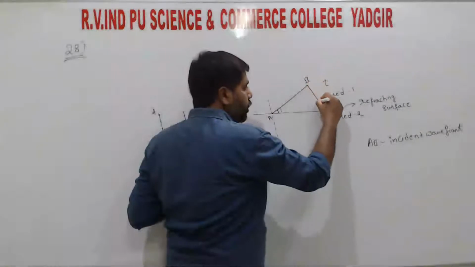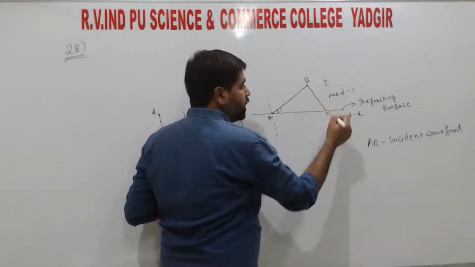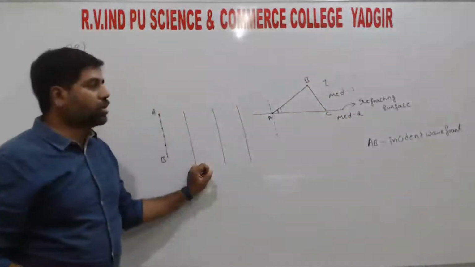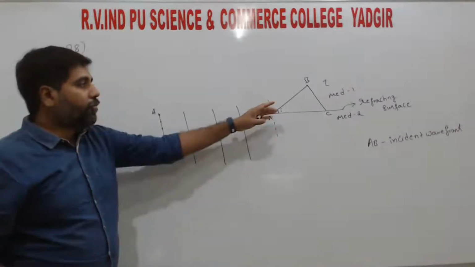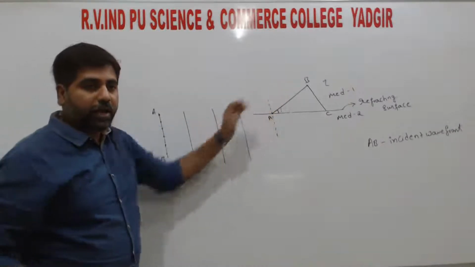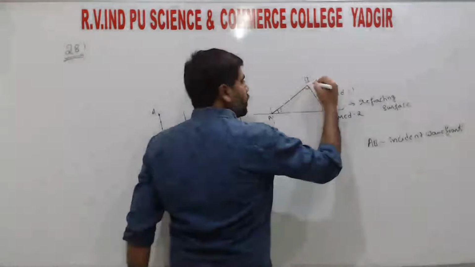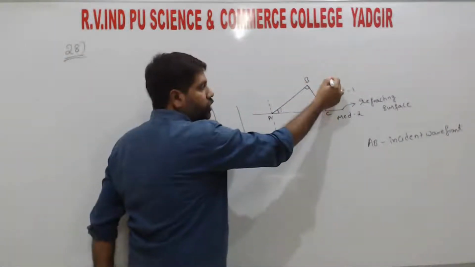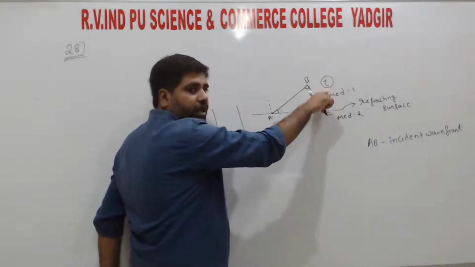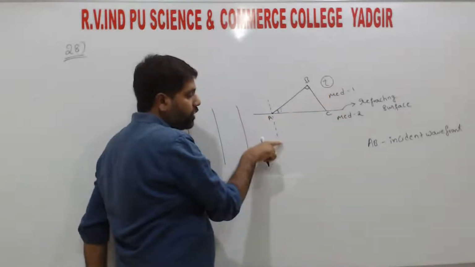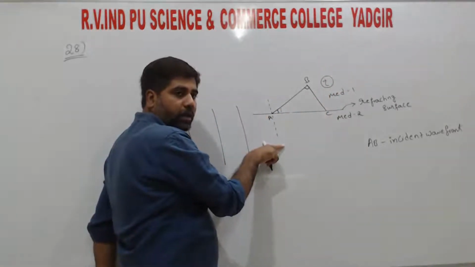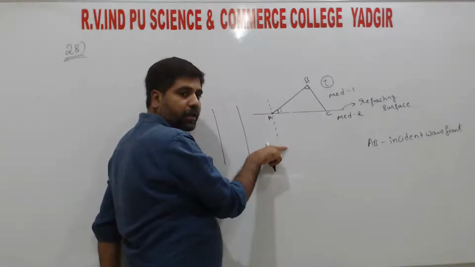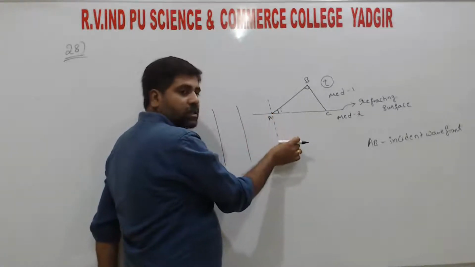So if we draw the perpendicular from B, BC is perpendicular to the incident wavefront AB, right? The time taken for point B to reach C is t. In the same time, point A moves further, so it is moving in the second medium.